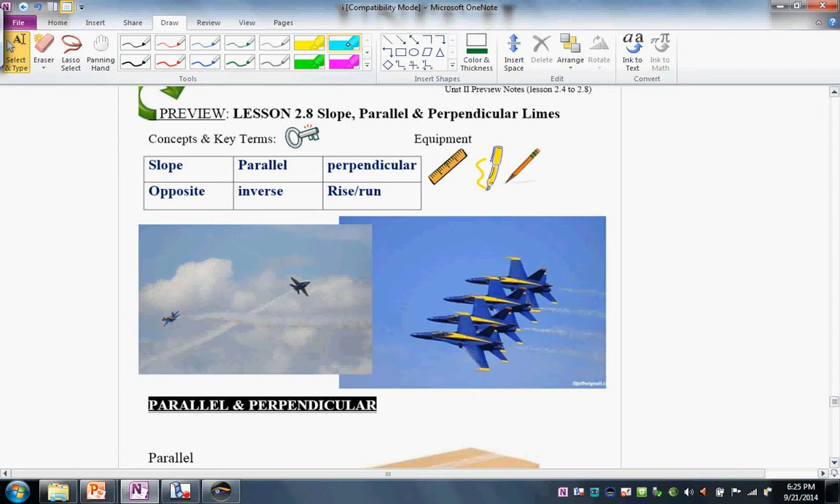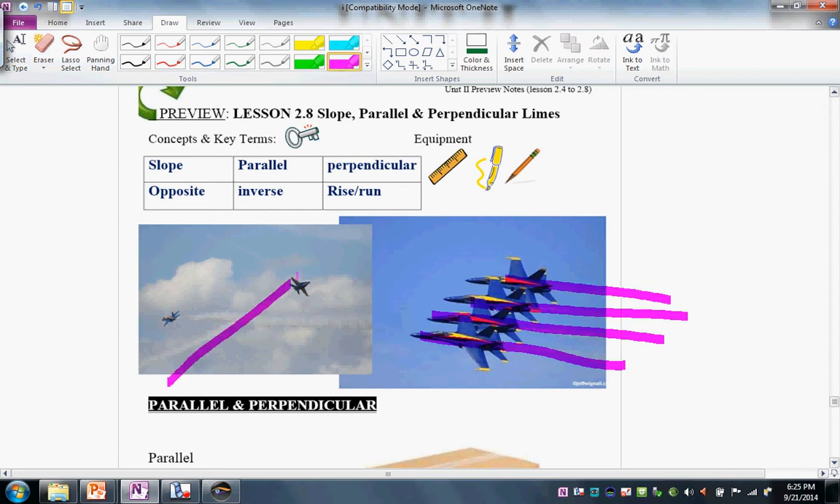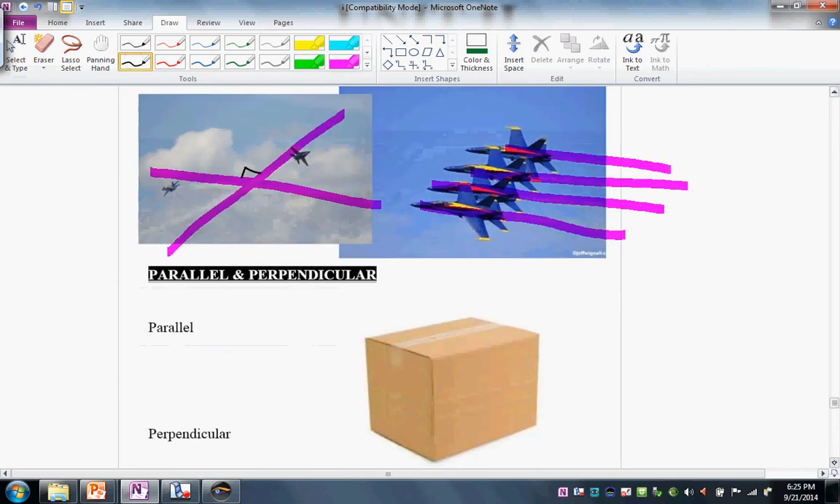So you want to watch out. Parallel and perpendicular lines come into play in a lot of areas. Here we have the Blue Angels flying in a parallel formation. And here, these two airplanes, in 3D version, nearly crossed at a right angle because they're flying horizontally. So parallel and right angle.